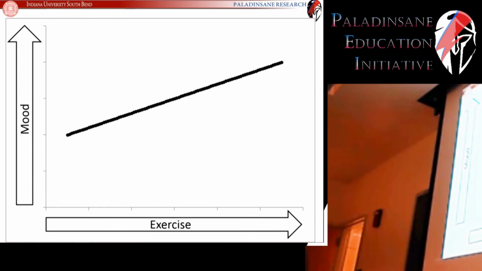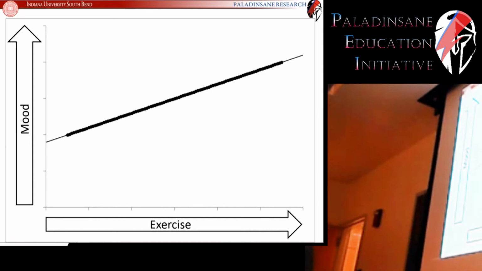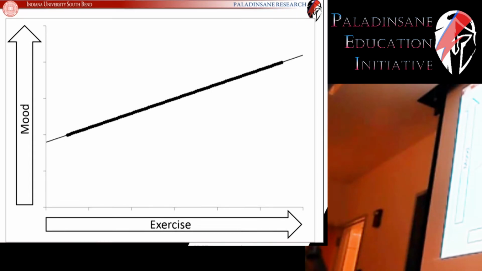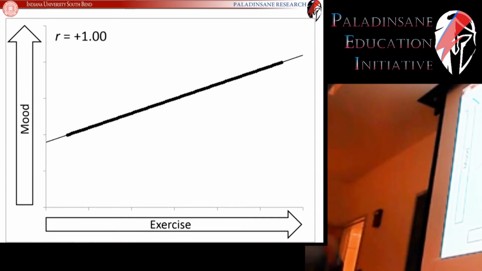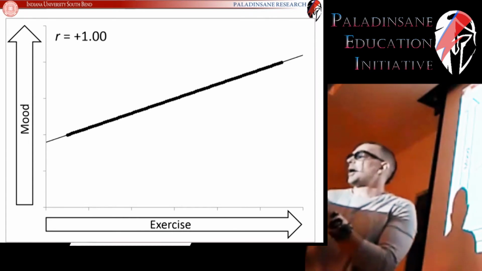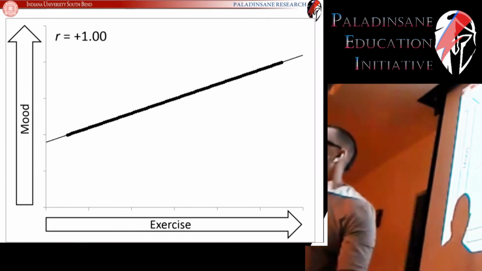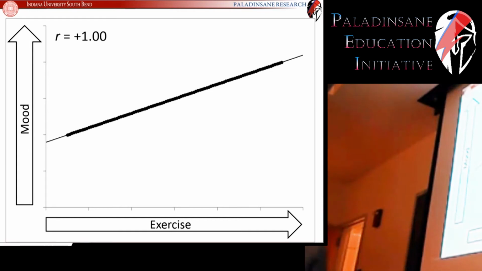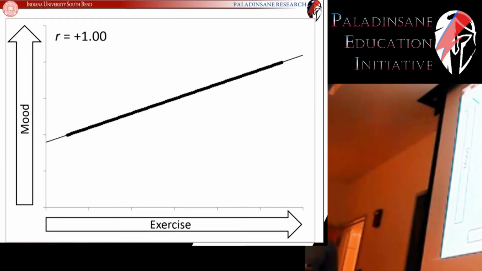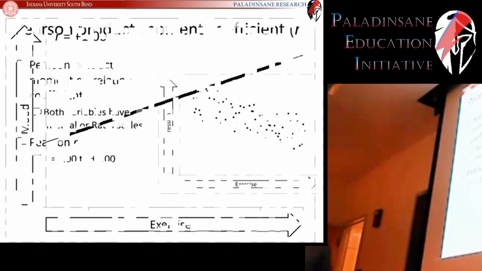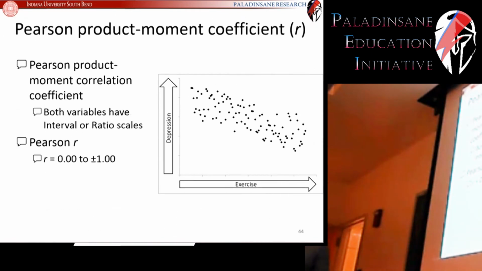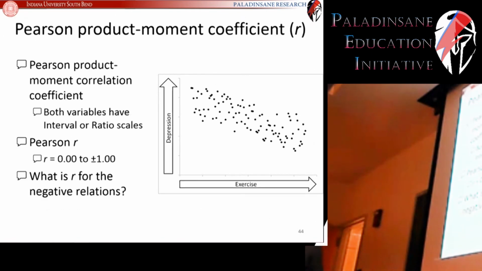And your perfect relation, the absolute pinnacle of how related two variables can be, that has a correlation coefficient of 1. That's the upper limit. Can't go higher than 1. 1 is a perfect correlation. So that's a correlation coefficient for positive. You can also have correlation coefficients for negative relations.